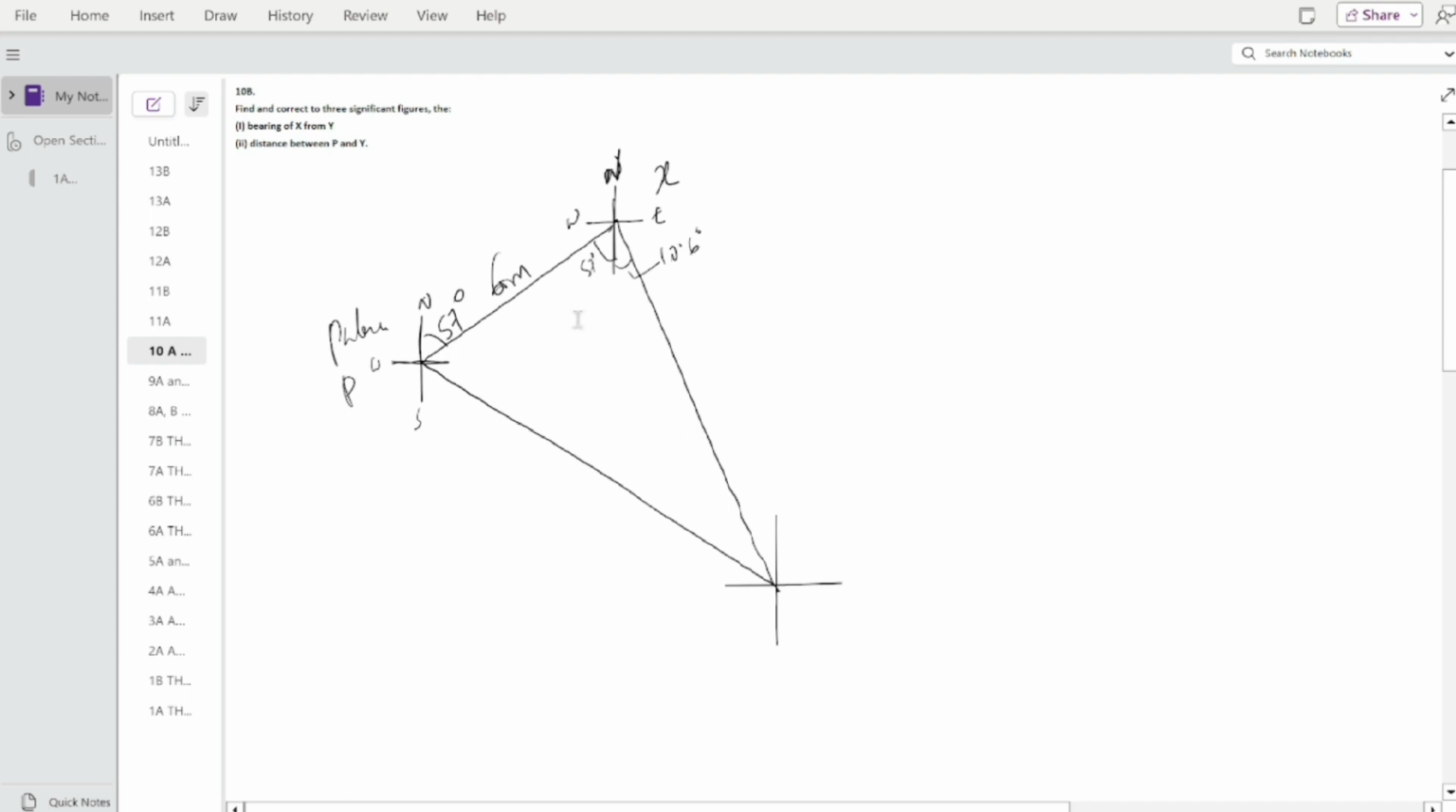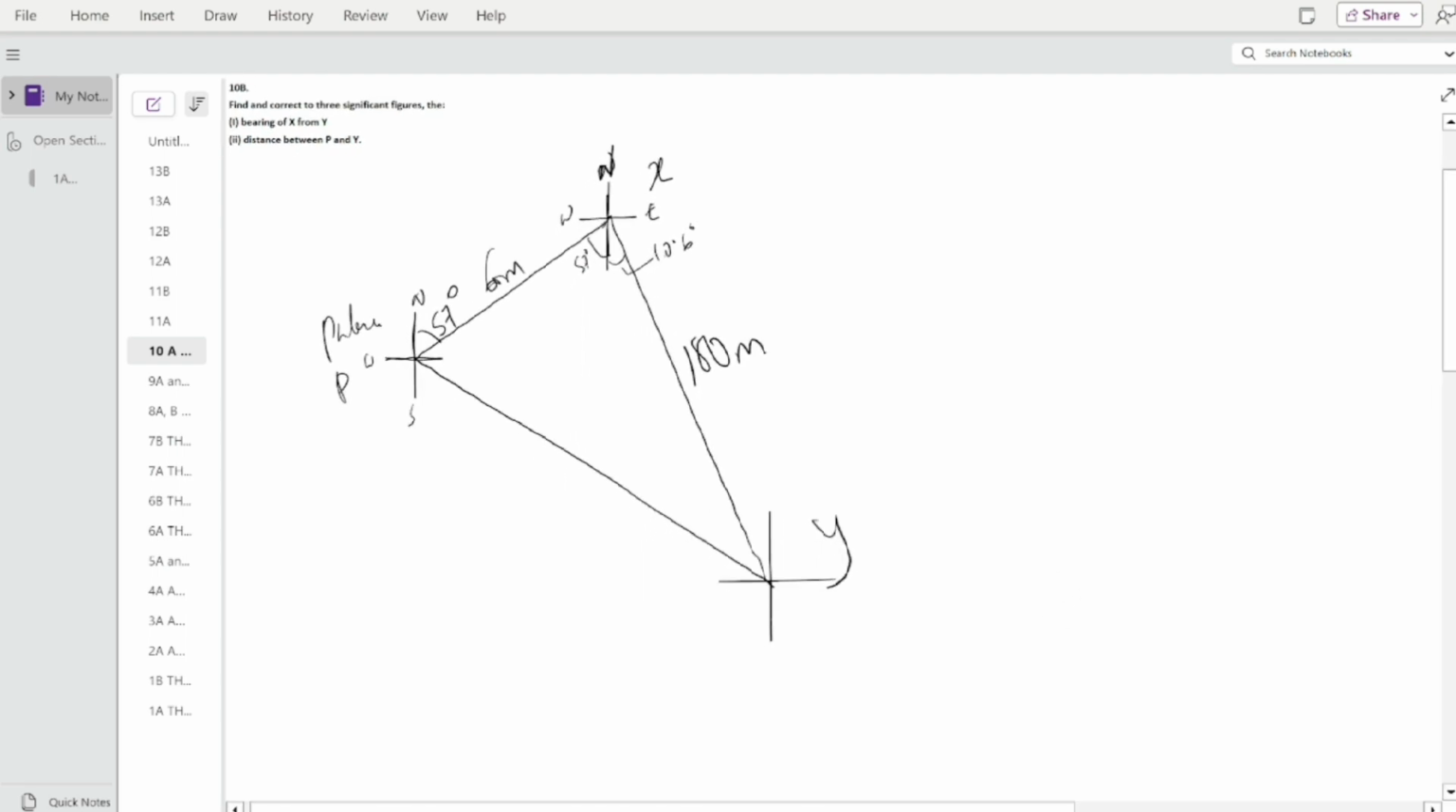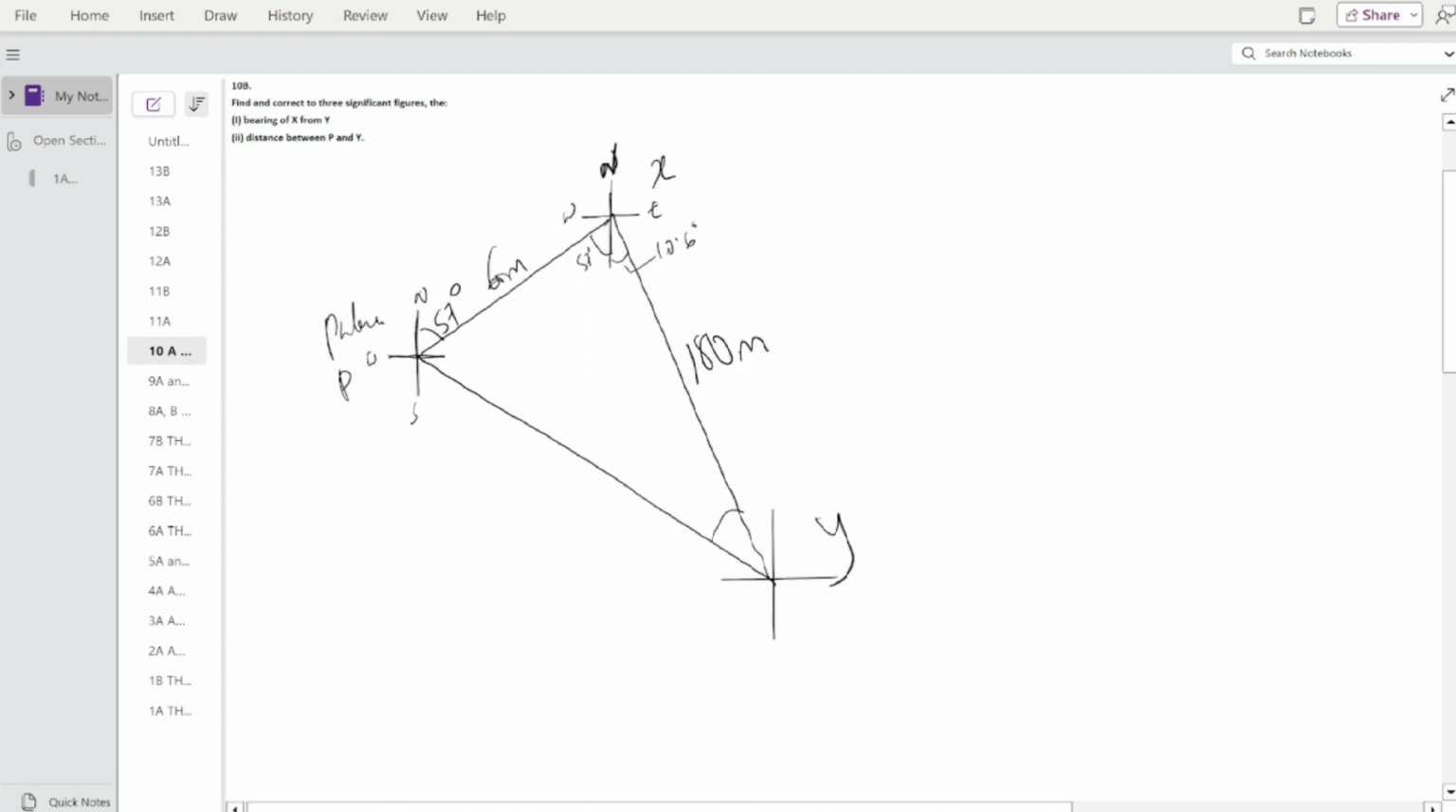We have our Palace P here. We have Chief X's house here as X. We have Chief Y's house down here, and we know the distance between Chief X's house and Y's is 180 meters. And we have this angle to be 19.4 degrees, and we're actually looking for the bearing of X from Y.